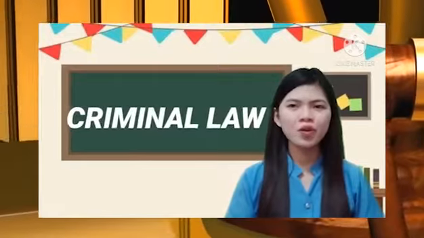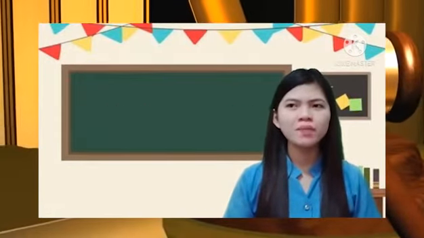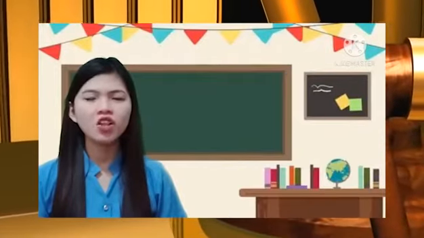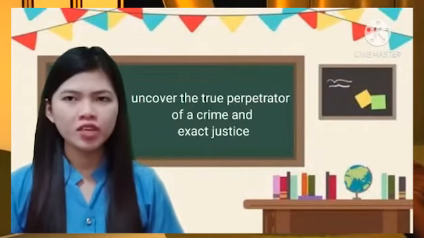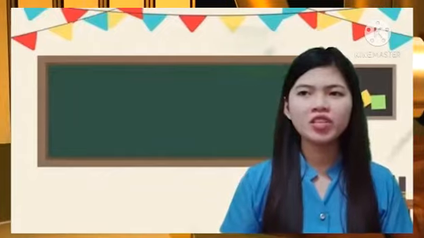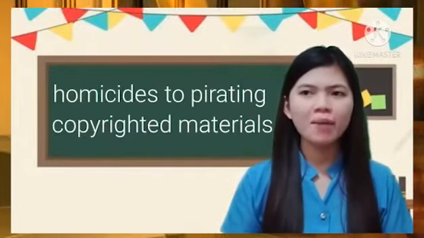The first type of law is criminal law. It concerns itself with finding and punishing people who have broken the law by committing crimes. The goal of criminal law is to uncover the true perpetrator of a crime and exact justice. Criminal law includes a wide range of crimes, from homicides to pirating copyrighted material.